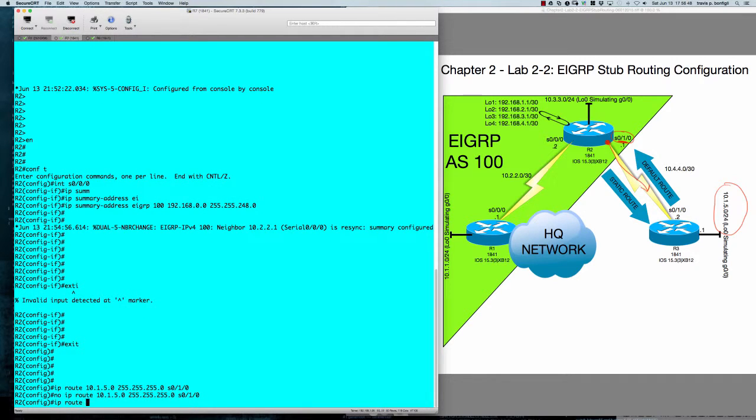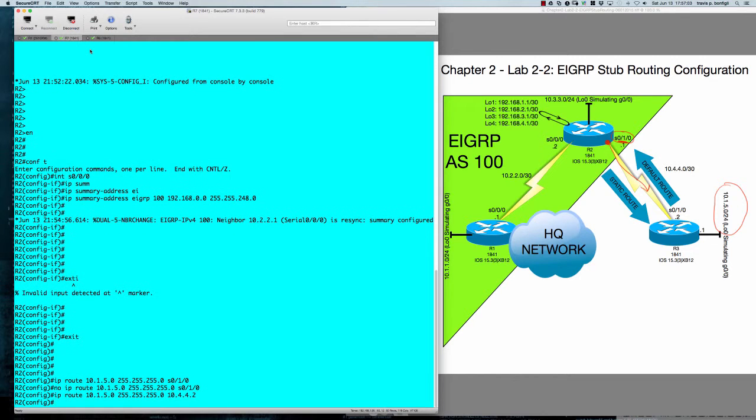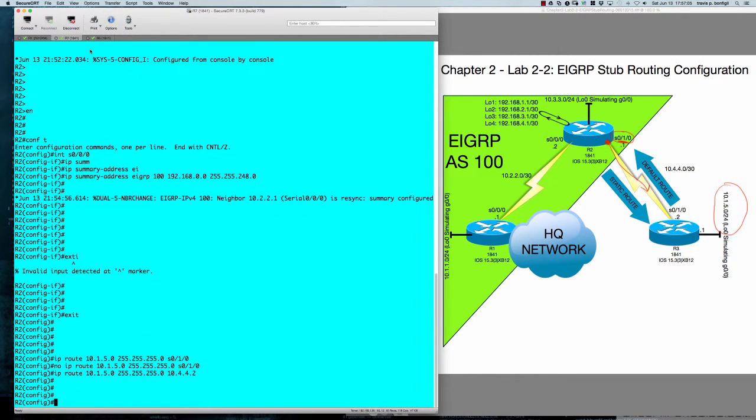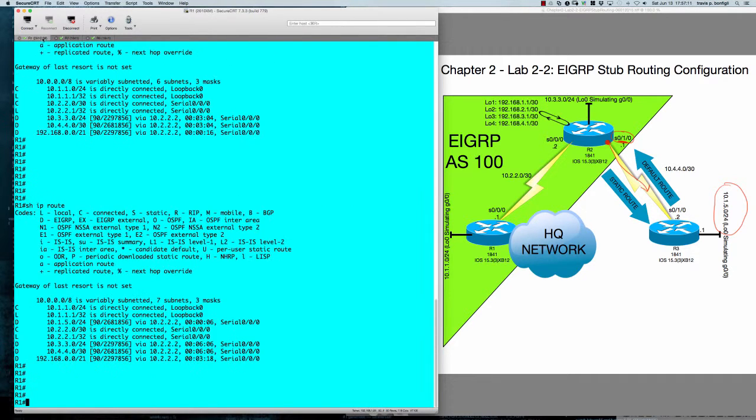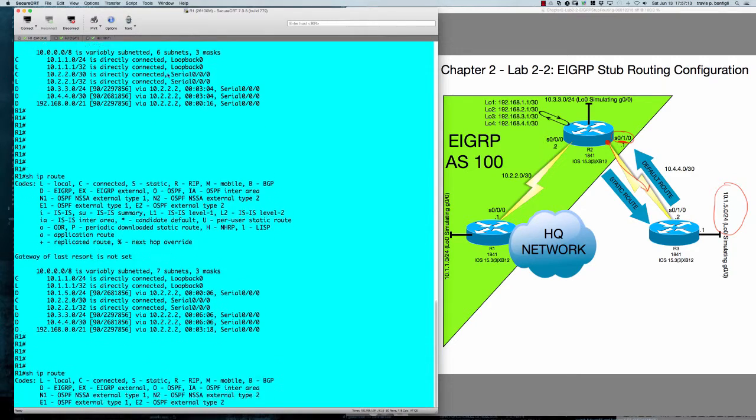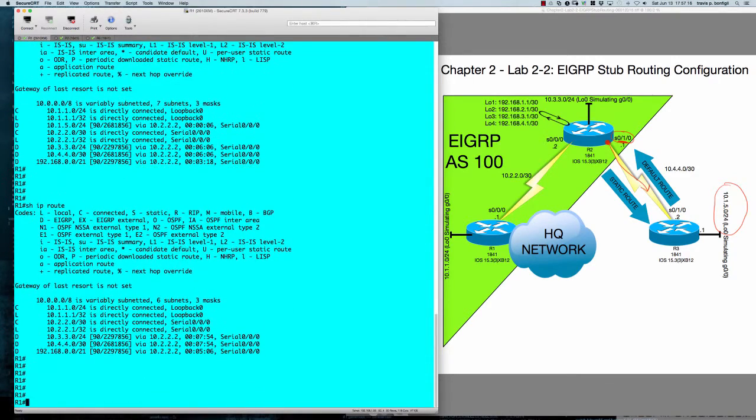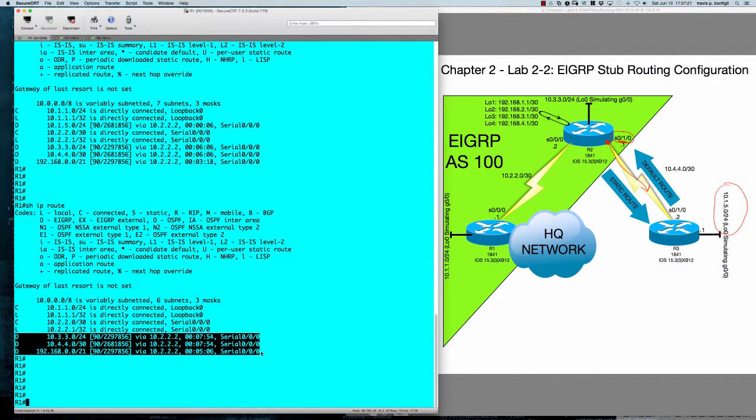So if I were to say IP route 10.1.5.0, it's a /24, and then say 10.4.4.2, because that's the next hop IP address. That's the IP address on the serial 0/1/0 interface on router 3. So now we see we have the next hop IP, not the interface. Let's take a look and see if the routing table looks any different. And it certainly does.